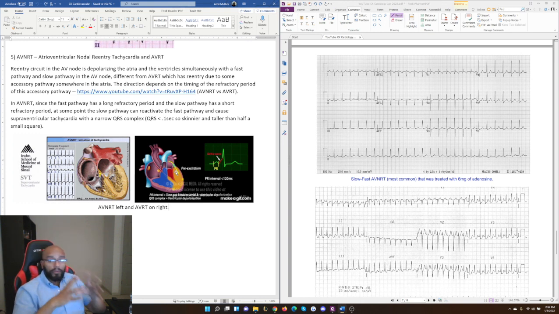This AV nodal reentry tachycardia, this kind of thing is a very high yield topic when it comes to ECG type questions on CK. And you really want to make sure you have it down correctly. So I'm going to talk to you about some questions. First one, we have a 28-year-old woman who comes to the emergency department because of palpitations. She's got a feeling of her heart racing for the past 3 hours.